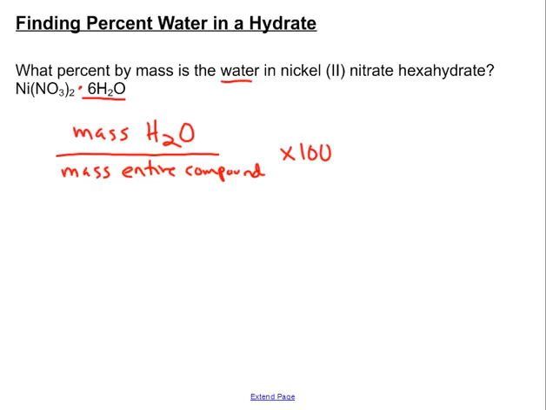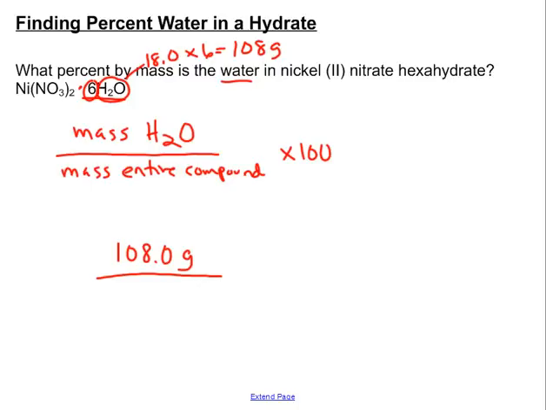So to do that, we'll find the molar mass of water, and if you add up 1 oxygen and 2 hydrogens, that works out to 18.0 on the periodic table. But there are 6 of those water molecules. So 6 times 18.0 is 108 grams. That's the mass of the water for the numerator.